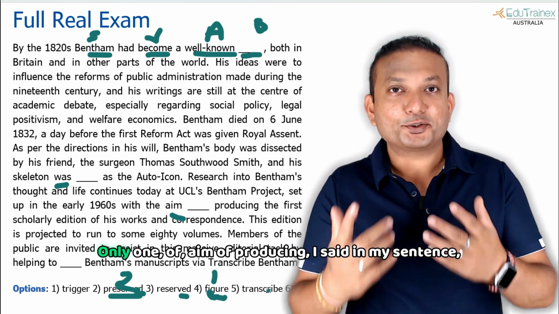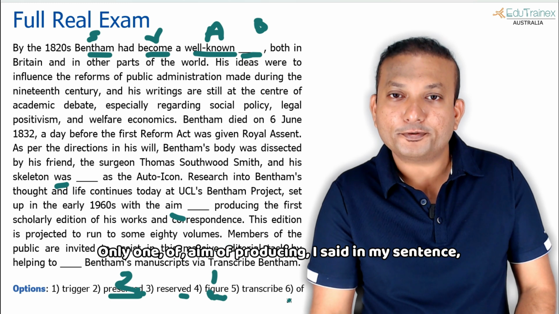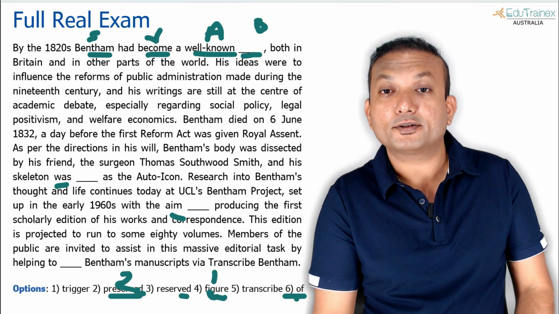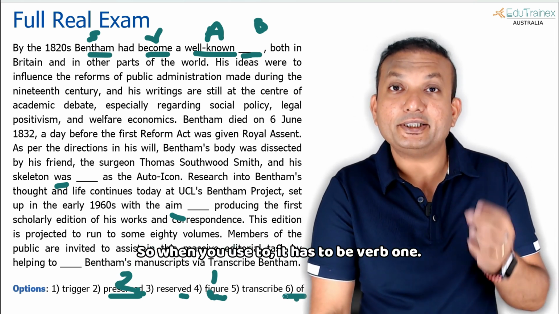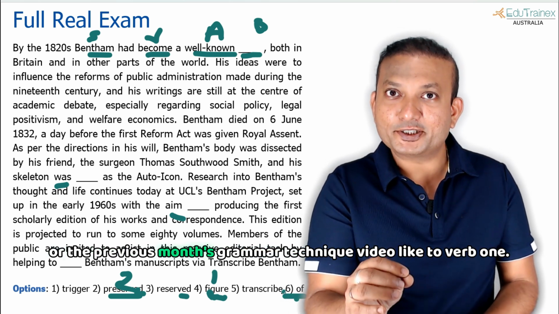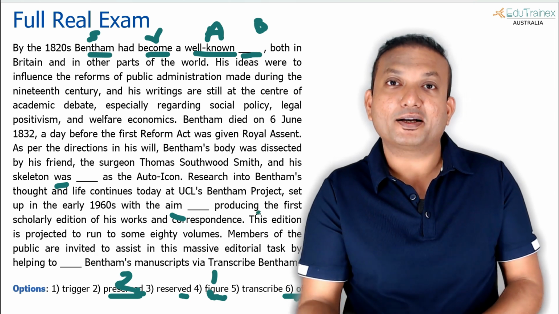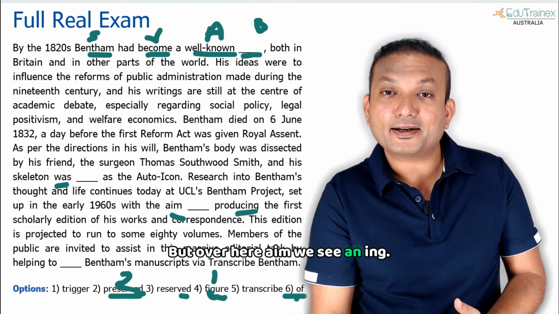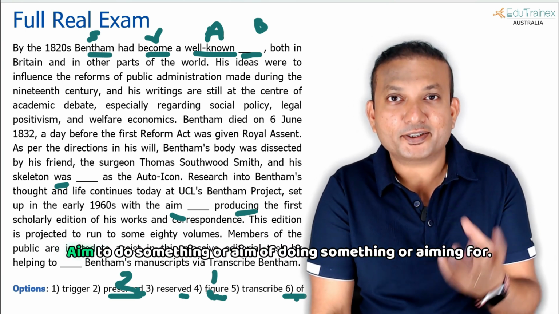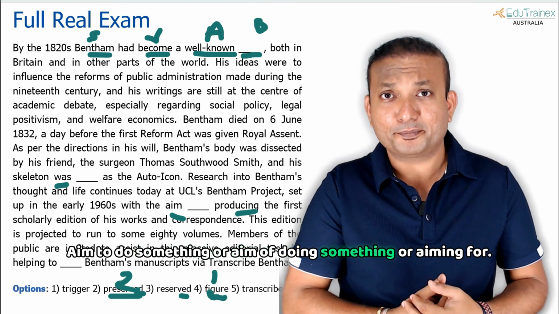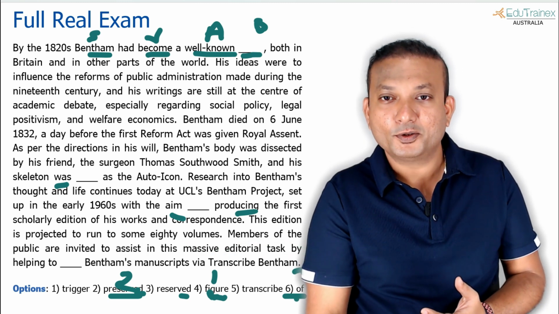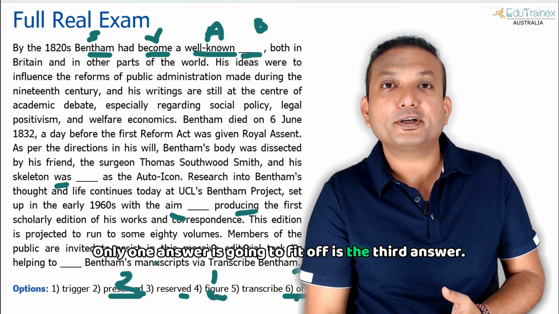Which one do we see in the options? Only one, of. Aim of producing. Now, I said in my sentence, aim to do something. When you use to, it has to be verb 1. That is the grammar rule I shared with you in the previous month's grammar technique video, to verb 1. But over here, after aim, we see an ing. So of gives you additional clues that to can't be the answer. Aim to do something, or aim of doing something, or aiming for. That kind of combination you have to master. Now in this case, only one answer is going to fit. Of is the third answer.